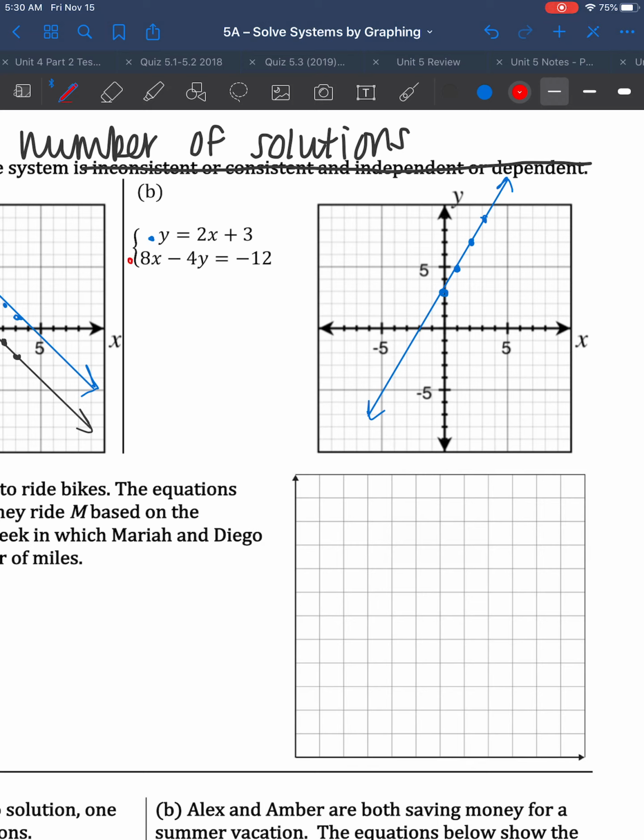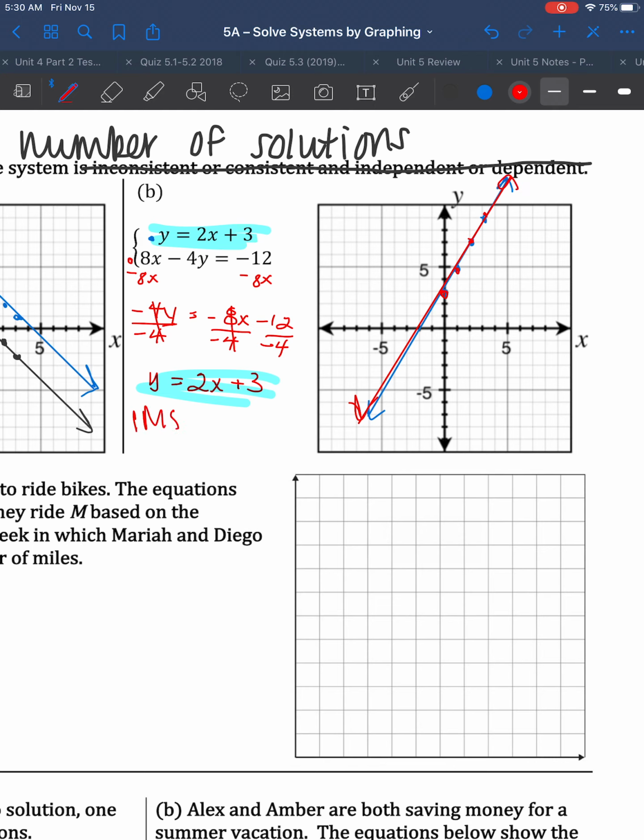This second equation needs to be solved for y, so I'm going to subtract 8x from both sides. Negative 4y equals negative 8x minus 12. Divide by negative 4. So I get y equals 2x plus 3. 2x plus 3, 2x plus 3, those are the same line. If you want to go ahead and plot those points, you can, but they do end up being the same. So that would be infinitely many solutions, all real numbers. Either of those two is fine.